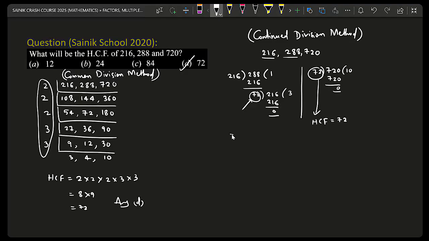Now, can any student explain in any other method than common division method and continued division method? Who will explain? Sir, can I mute? Yes, you can mute yourself. Ritvik, can you explain in any other method? Ritvik, you're not audible. Ritvik, are you there? Rishikesh, can you explain in any other method than these two?